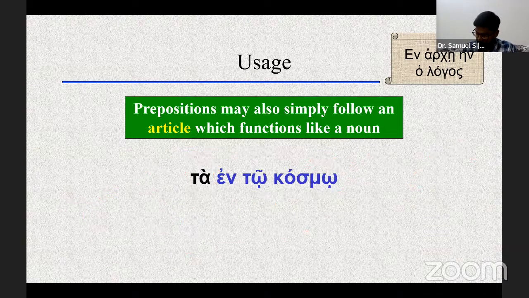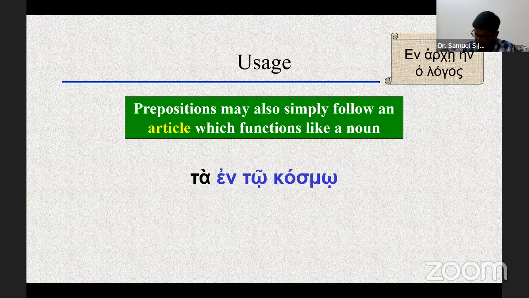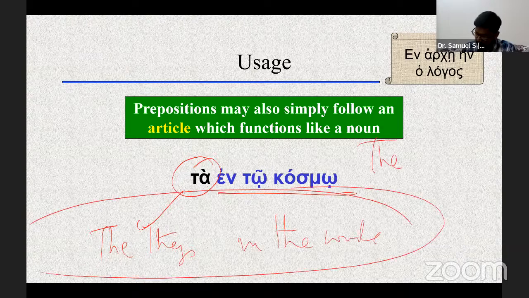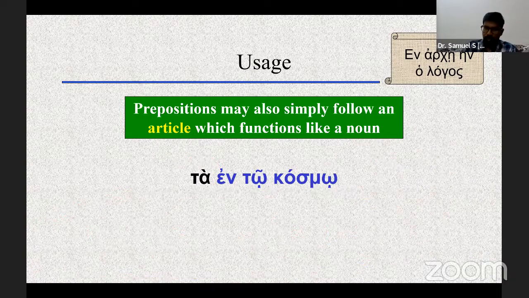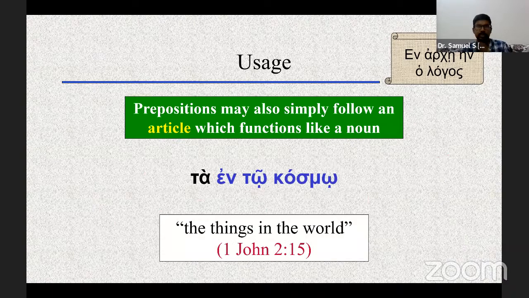Prepositional phrase combined with the article has just become a noun. So if you were to go through this journey, ta is the things in the world, but really it's saying the worldly things. The things in the world. It's functioning like a noun.